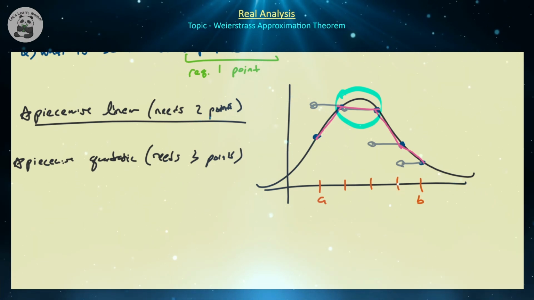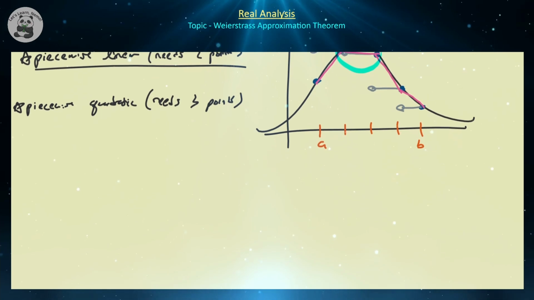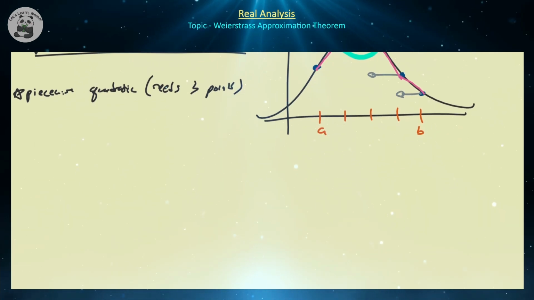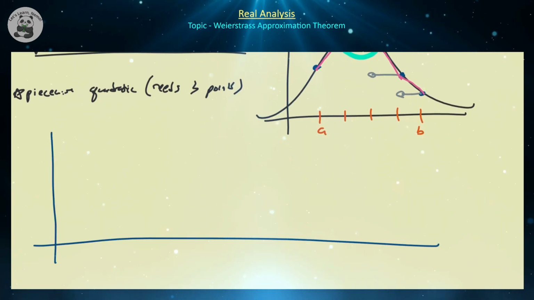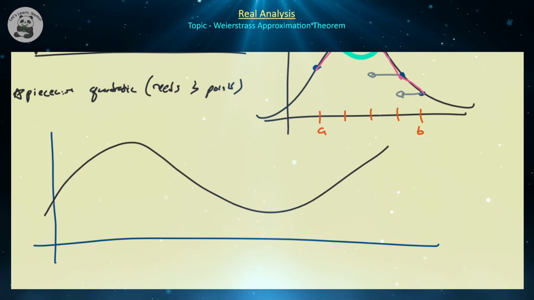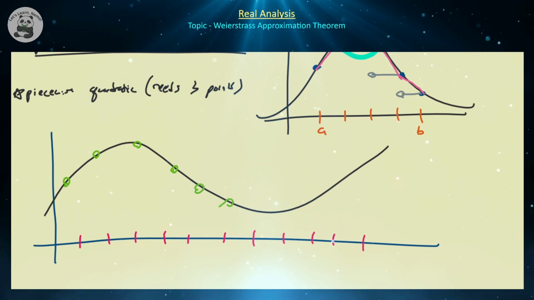Let's draw a new picture here and illustrate how a piecewise quadratic method will work. Let's assume that we have this type of curve here. Let's go on a wider interval now. Let's do this one, this one, this one, this one, and so on. What we're going to do is project upwards and find the image of this curve at all of those points.